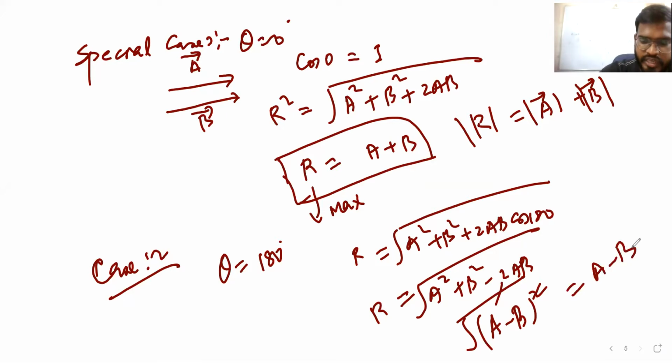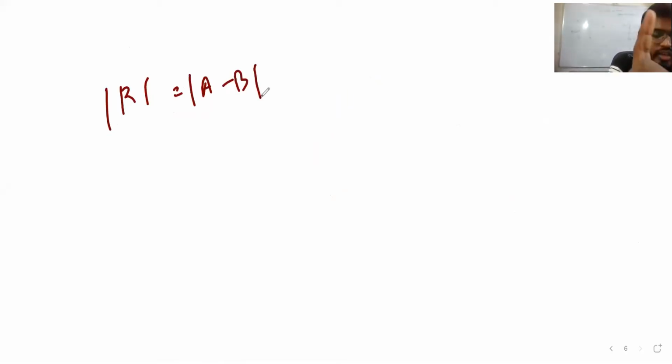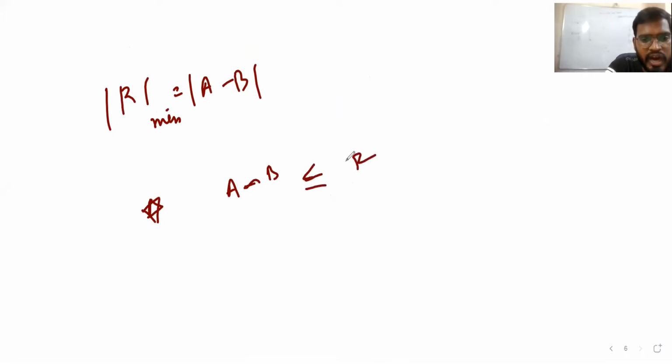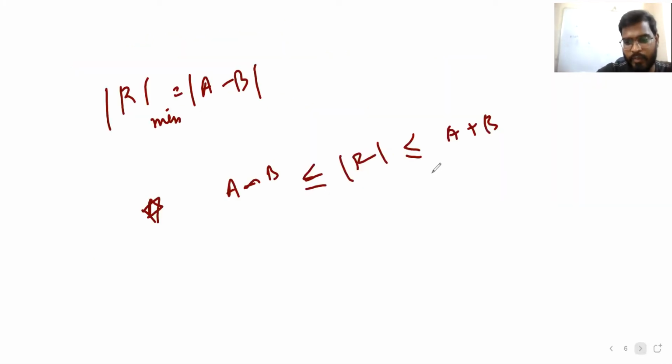That is equal to what? A minus b. We can say mod of r is equal to a minus b. You cannot put mod here, right? R minimum, that we can say here. So the magnitude of r, if you see, is a special case: a minus b is less than or equal to the magnitude of r, which is less than or equal to a plus b. That is what the answer is, right? So these cases we should remember properly.